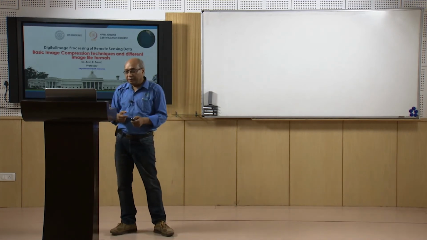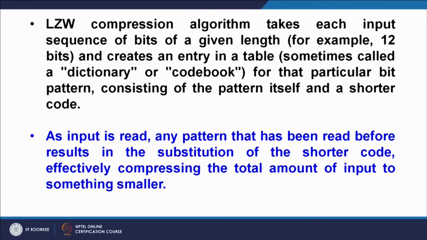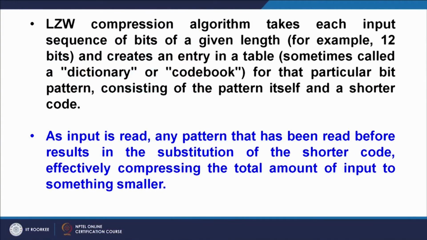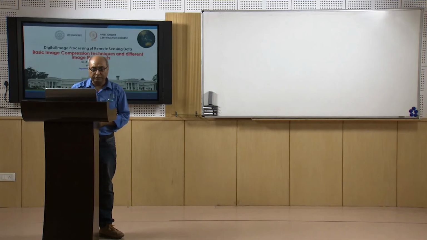So the LZW compression algorithm takes each input sequence of bits of a given length, for example 12 bits, and creates an entry in a table, as I mentioned, a lookup table kind of thing, or code book, for that particular bit pattern, consisting of the pattern itself and a shorter code, and the input is read. Any pattern that has been read before results in the substitution of the shorter code, effectively compressing the total amount of input to something smaller, and that is why compression is achieved.